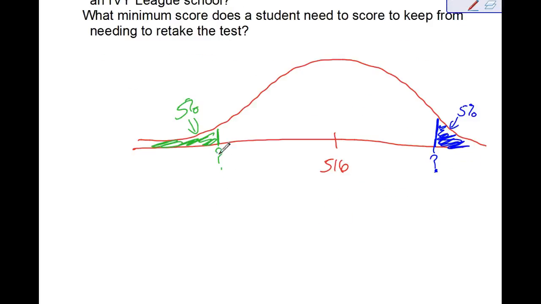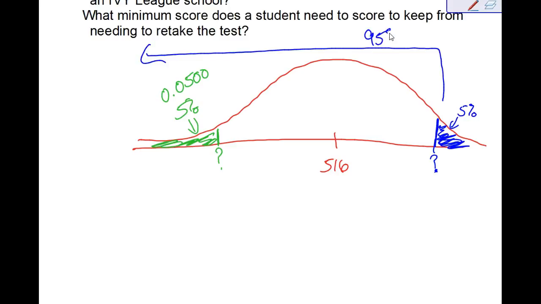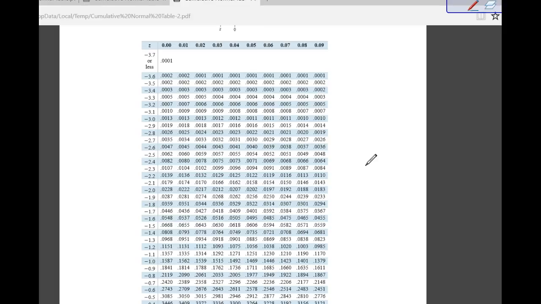So the first thing we need to do is find our z-scores for these. Well, this one is not too bad, because remember that 5% is the same thing as 0.0500, and I can look that up. Well, if this is 5%, that means that this right here is 95%. So what I can do is look up 0.9500 to find out this z-score. So let's go and look up 0.05.